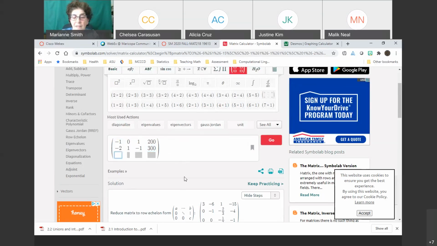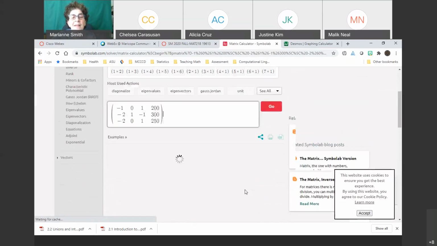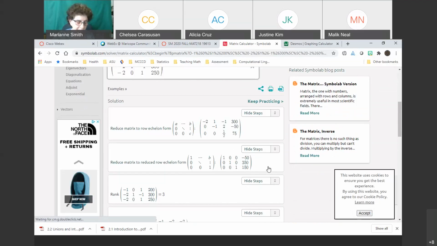And then the last one is -2, 0, 1, 250. All right, so that's the matrix they gave me. And even though it's part way there, I can just say go. And in this case, what you're going to need to do is copy the entire matrix. Okay, so we need to copy the entire matrix.